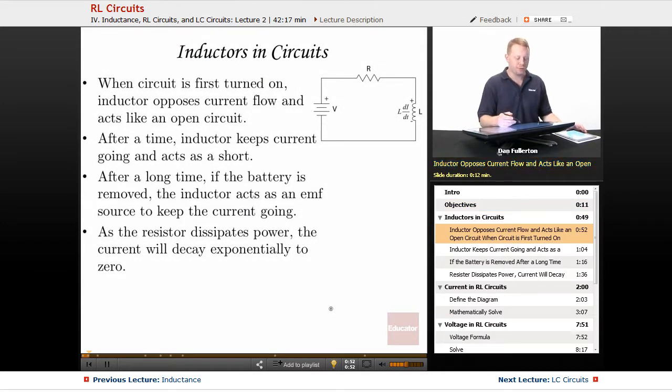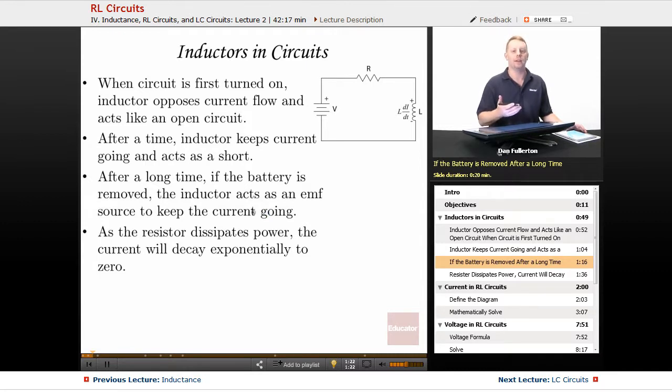When the circuit is first turned on, the inductor opposes the current flow and it acts like an open circuit. Contrast that to the capacitor, where when you first turned it on, it acted like a wire. Now, after a long time, the inductor keeps current going and it acts as a wire, a short. Contrast that with the capacitor, which after a long time acted like an open. They're opposites. Now, after a long time, if you remove the battery, the inductor is then going to act as an EMF source to keep the current going.